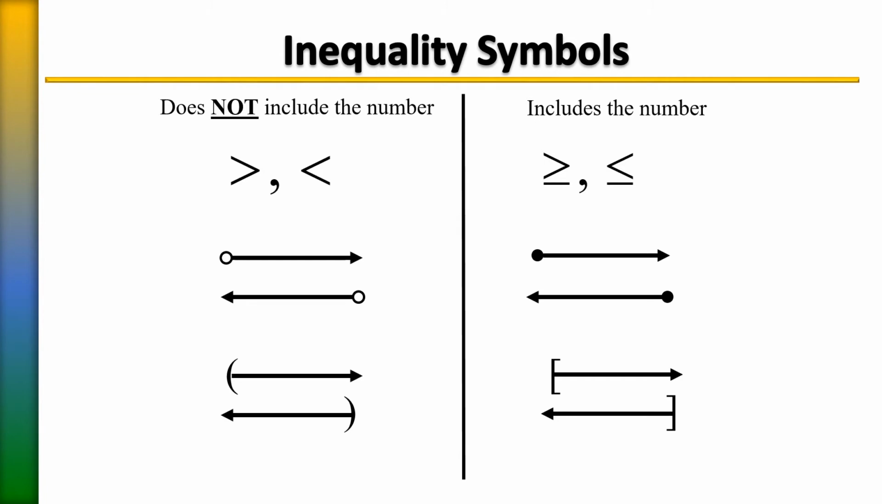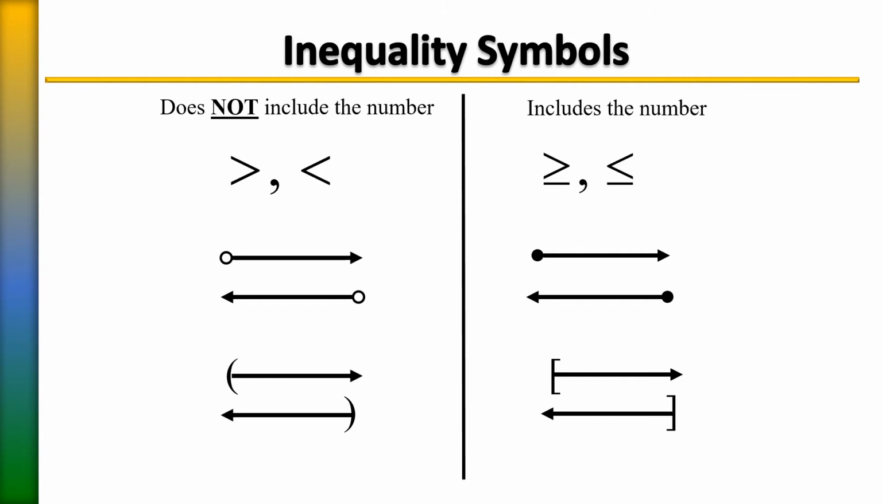In terms of graphing it, it will be graphed with a shaded or colored in circle, a darkened circle there, or you can also use brackets. Brackets also indicate that it does include the number. And you'll see what I mean by including a number versus not including a number in the coming slides.